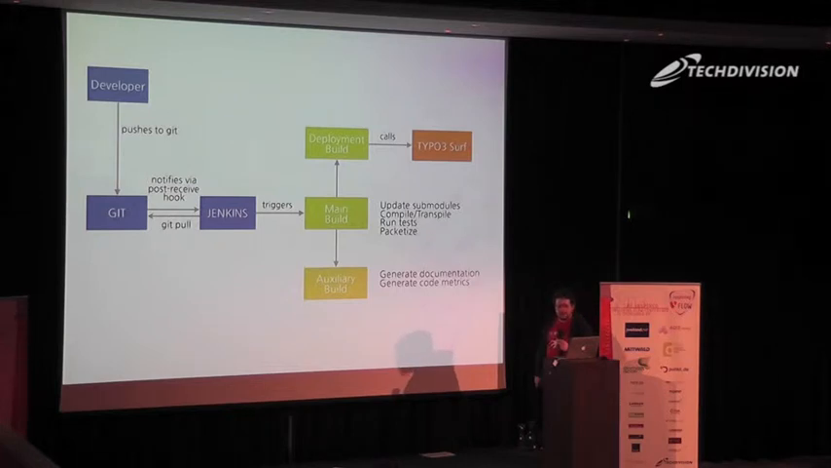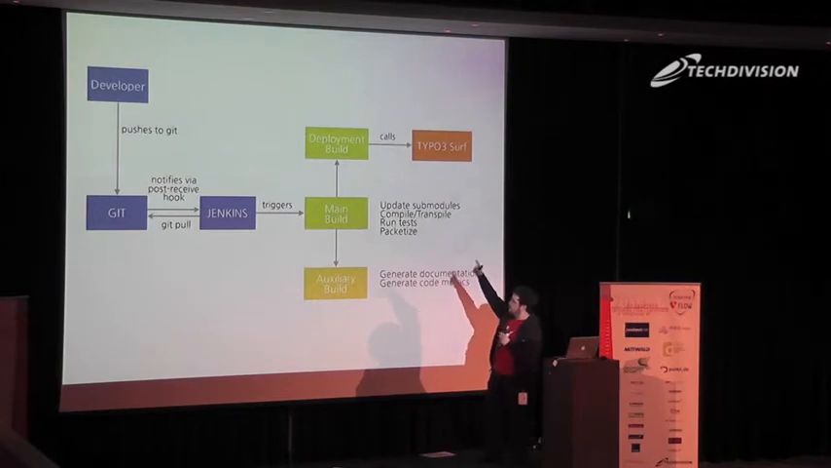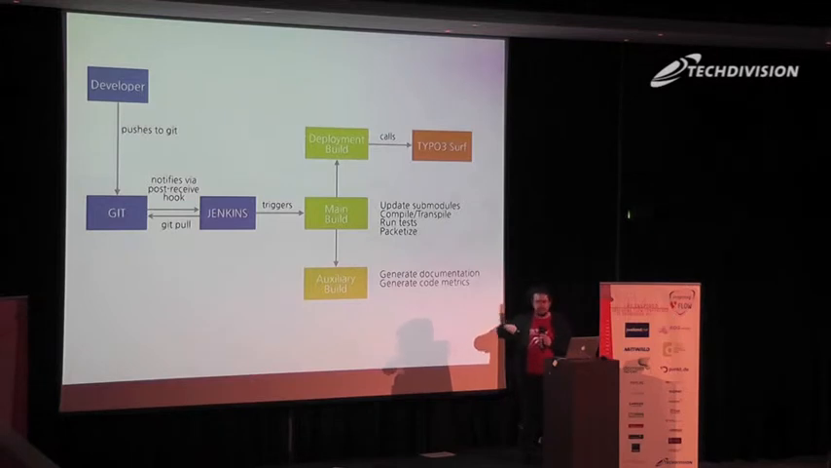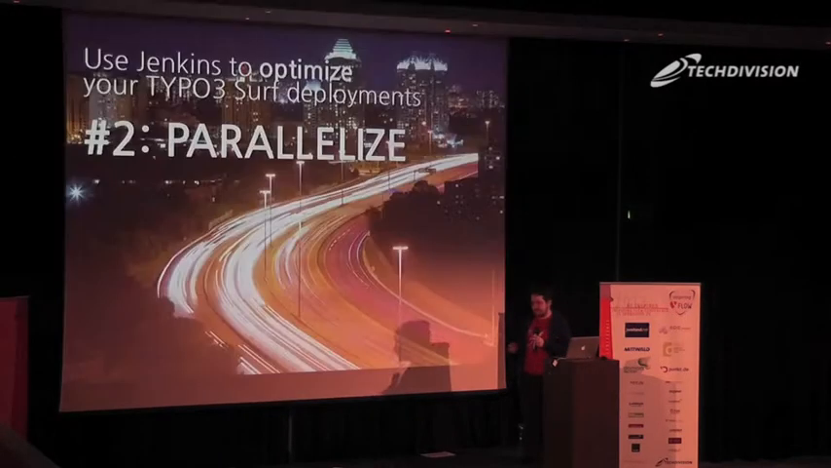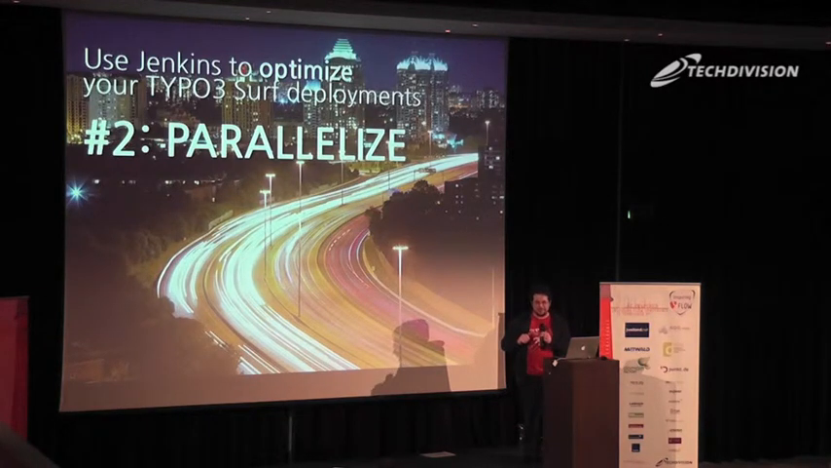So, let's focus on some other ideas on how to optimize your Surf deployment with Jenkins. I already said that the deployment build and our auxiliary build can run asynchronously and in parallel, and the idea comes to mind that when you're deploying to multiple nodes, you might also want to try to parallelize that. I'm not really sure if it's a good idea, so if there's any feedback on this later on, I'd be happy to hear it.